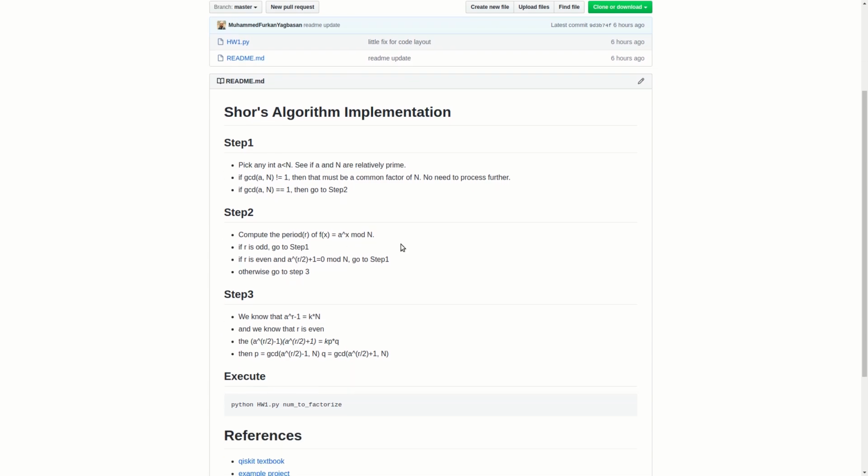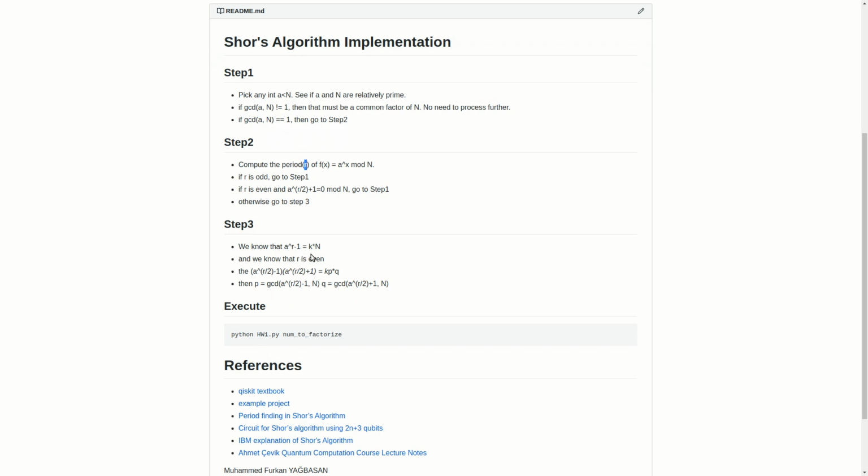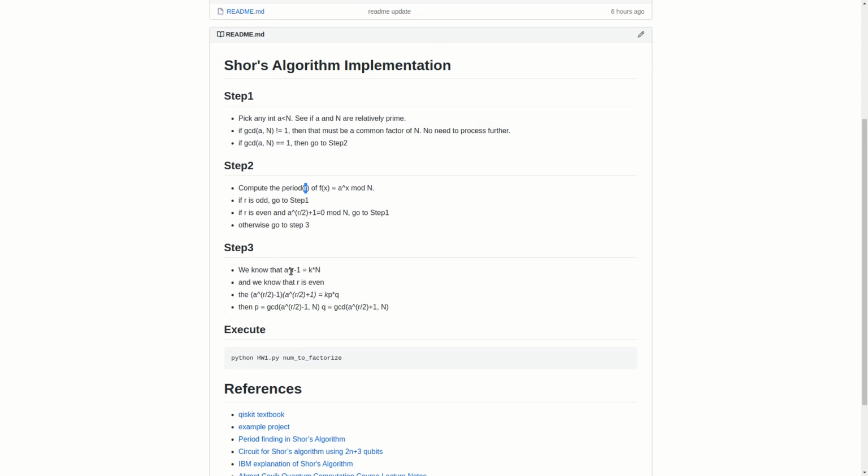In step 2, we compute the period of the function a to power x mod n, and we call this r, and we examine r here. If r is odd, we go to step 1 and pick another a and proceed. If r is even and this condition holds, again we go to step 1 and pick another number a. But otherwise, we go to step 3. And in step 3, we have a straightforward computation.